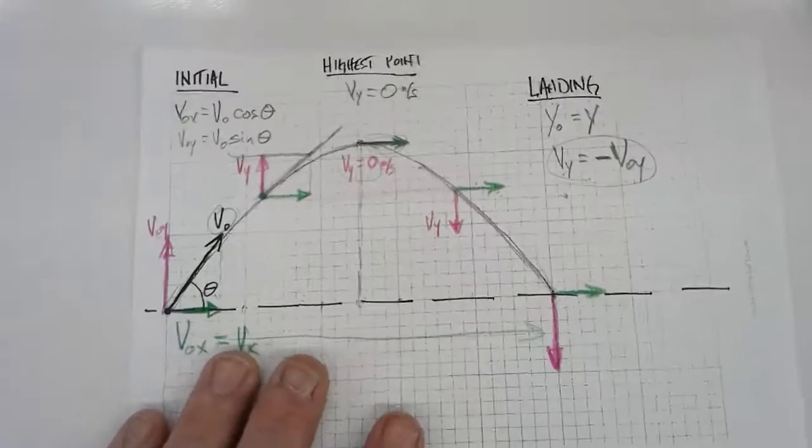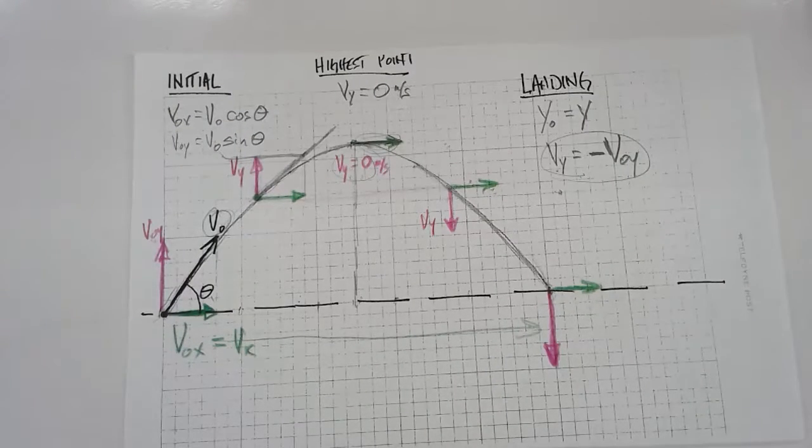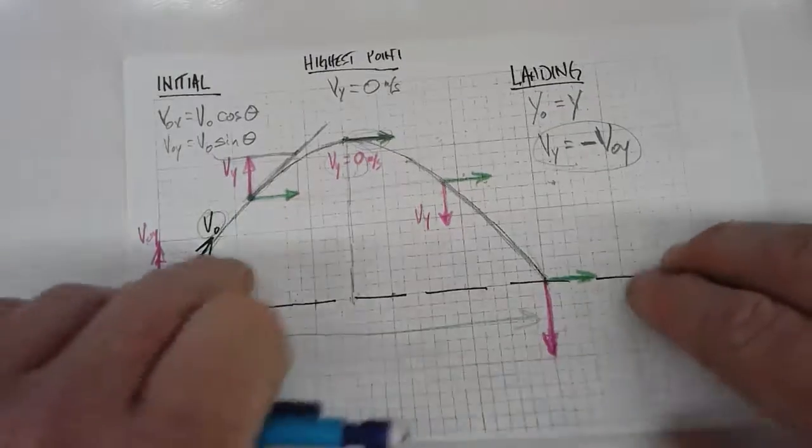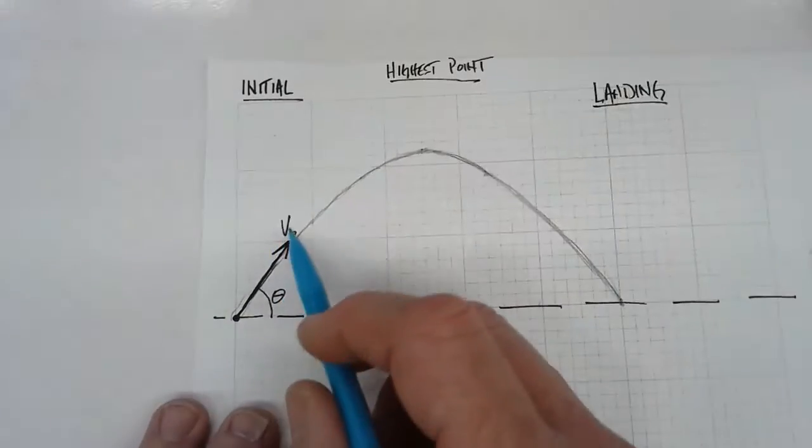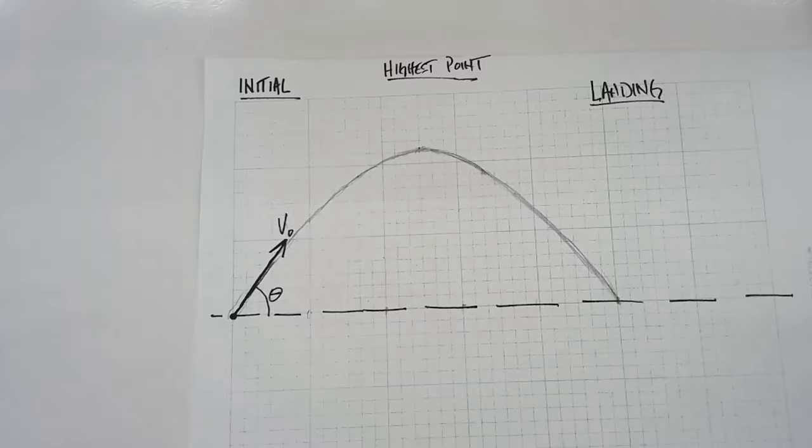So there's some information I can pull off of that. I'm going to go to a different video and we're going to actually do an example. We're going to give a velocity and an angle and we're going to work it out and see how all this looks.